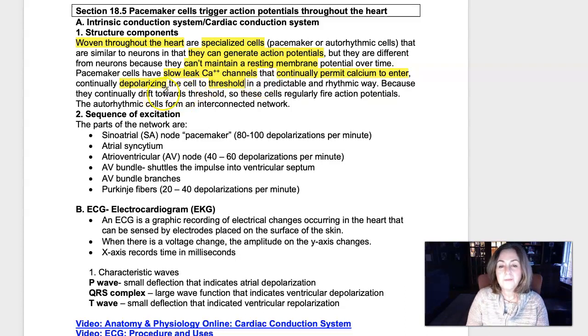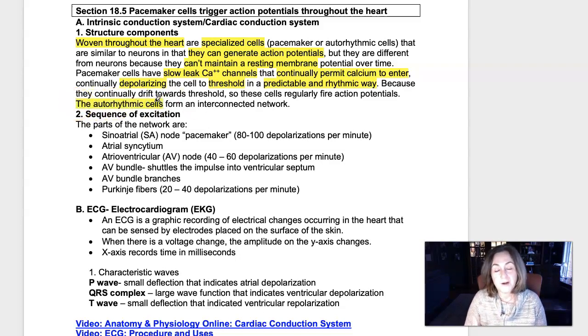Because of these leak channels, these cells depolarize in a predictable and rhythmic way. Because they're continually drifting towards threshold, they regularly fire action potentials, and when they do, that's going to trigger cardiac muscle cells to contract. All of those cells are interconnected, and so that stimulus to contract is going to sweep throughout the heart. So that's why they're called autorhythmic cells.